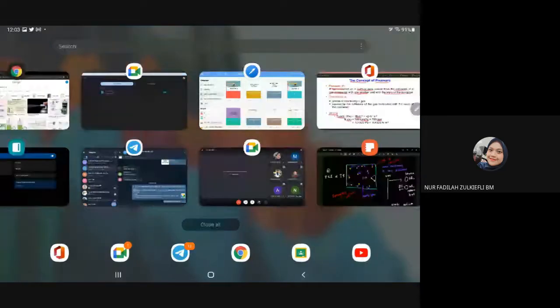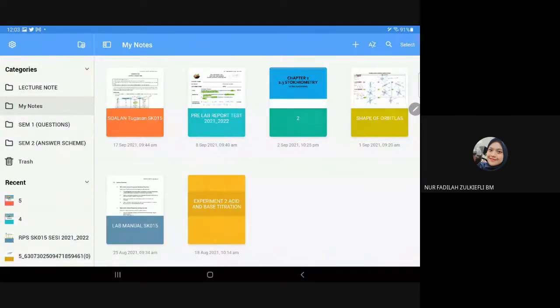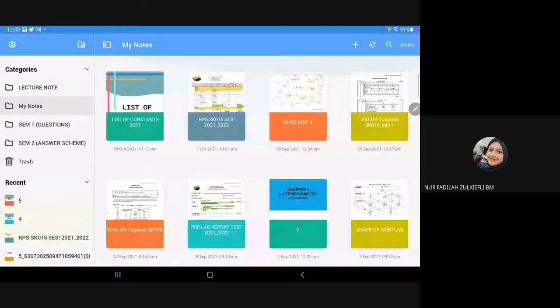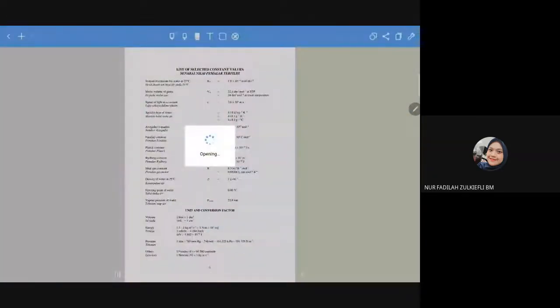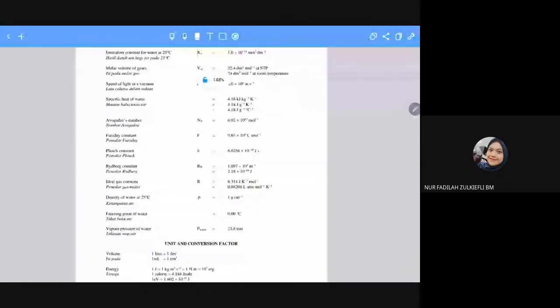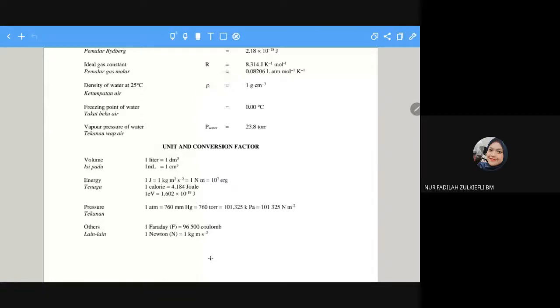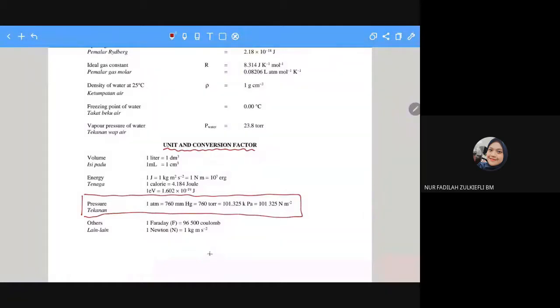Okay, cuba masing-masing buka this one. Okay, list of constant value. Pada list of constant value ini, dekat sini dia ada tulis. Ini nanti akan diberi dalam exam. Formula tak akan diberi, apa yang diberi hanyalah list of constant value and also conversion factor. Right? This is your pressure unit. So student kena tahu convert.